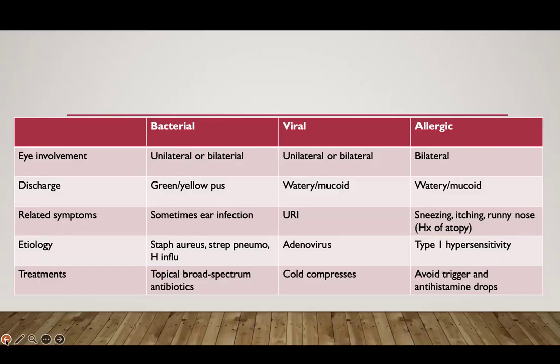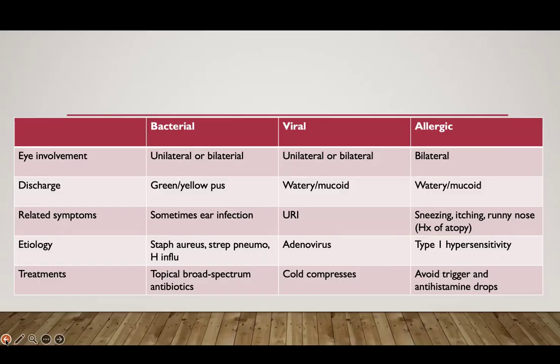In terms of etiology, as I said, allergic conjunctivitis is a type 1 hypersensitivity reaction. Viral, it's most likely going to be adenovirus, for both Step 1 and Step 2 exams. For bacterial conjunctivitis, the etiology is probably Staph aureus, the most common cause in adults. It could be Strep pneumoniae and H influenzae. Remember, these two bacteria can cause conjunctivitis in children, so make sure you look out for that detail.